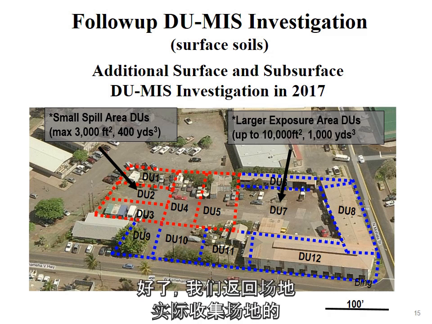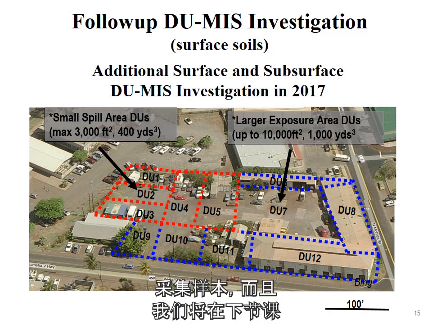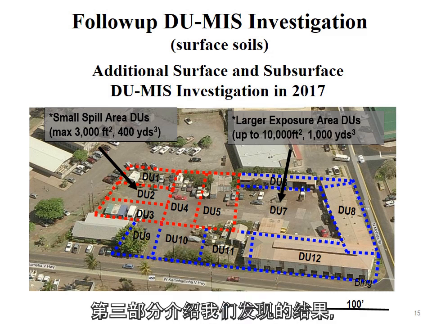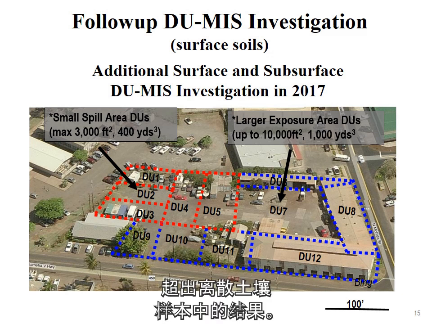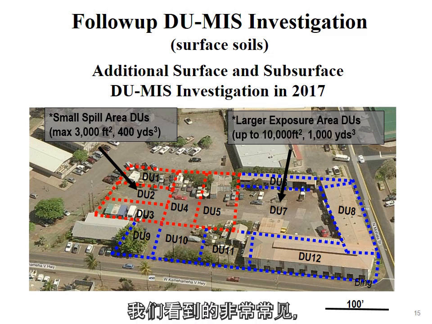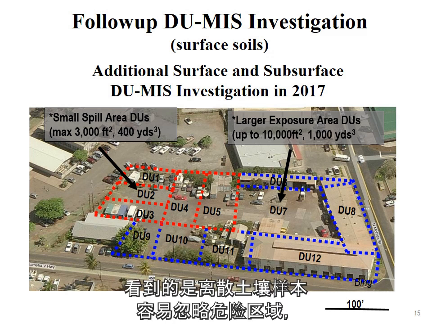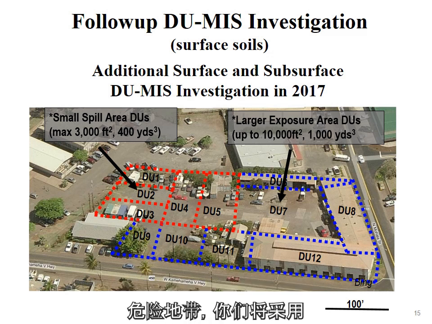So anyway, we went back and actually collected samples at this site, and we'll show you what we found in the next presentation in part 3, looking at discrete sample data. And to give you a hint up front, we found a lot more contamination than we did with the discrete soil samples. And that's what we see pretty routinely, is that discrete soil samples tend to miss hot areas, hot spots, whereas you'll capture them with multi-increment samples.